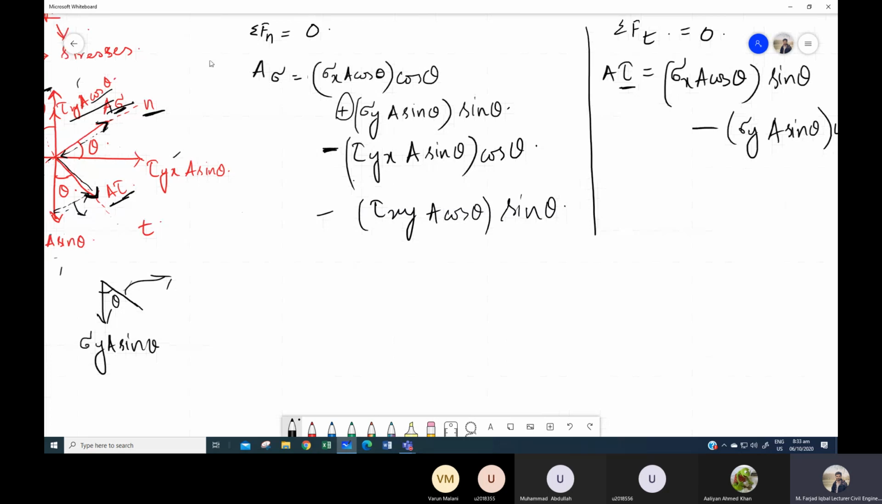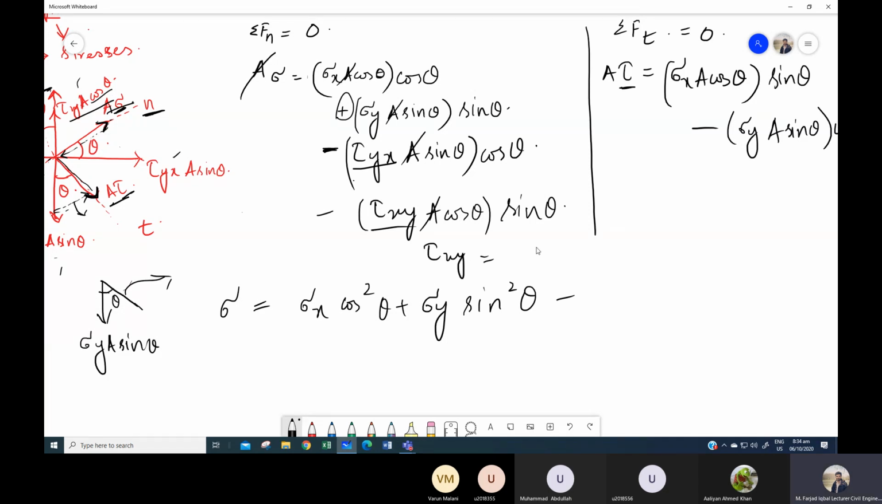This area would be cancelled out. So we will be left with sigma is equal to sigma x cos square theta plus sigma y sine square theta minus... Now we also discussed that this tau xy and tau yx, all the shear stresses are same in magnitude, but the only difference is the sign notation or direction. So these two will have the same magnitude, so they will add up, and we will be left with 2 times tau xy.